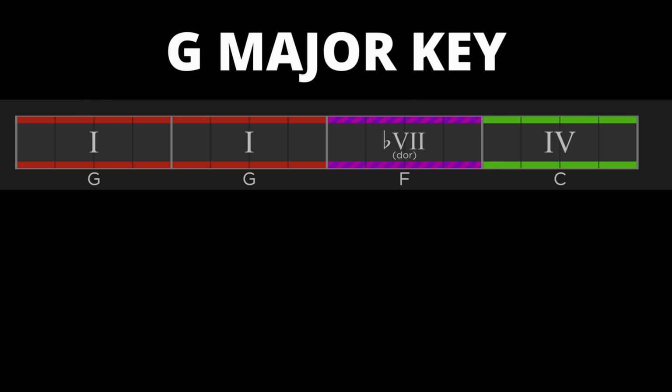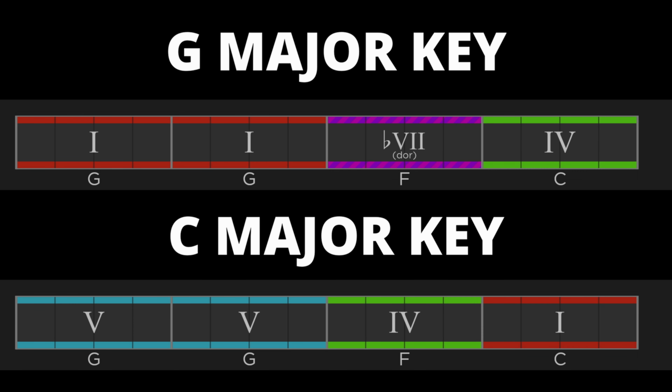When you create progressions using flat 7, you can sometimes run into issues. Look at this turnaround in the key of G major, and now this turnaround in the key of C major. Do you see the problem here? They are exactly the same chords, but from different keys. This may lead a songwriter to become confused as to what key they are in. Later progressions could sound correct, but the songwriter could mistakenly think they are in the other key.